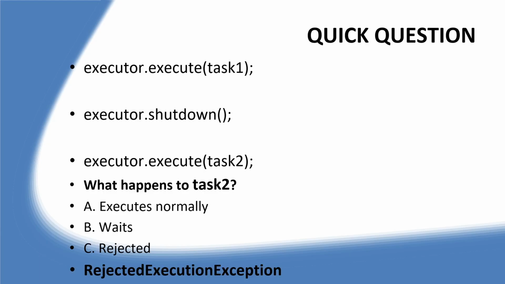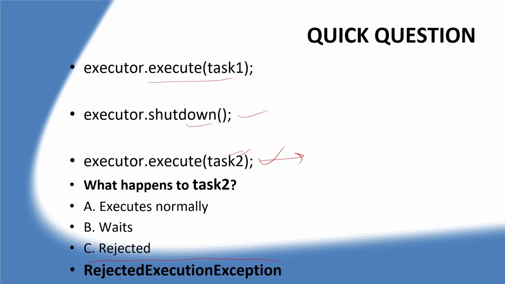We submit task 1. So in this line we are submitting one task, that is task 1. Then we call shutdown, and after that we try to submit another task, that is task 2. So what will happen to this task 2? This new task will be rejected. Why? Because the executor is no longer accepting new task submissions. With the standard method shown here, attempting to submit a task after shutdown results in an exception called RejectedExecutionException.